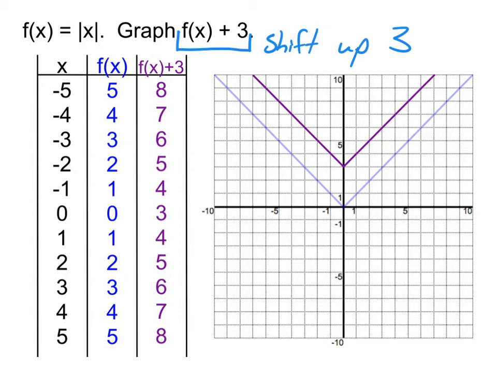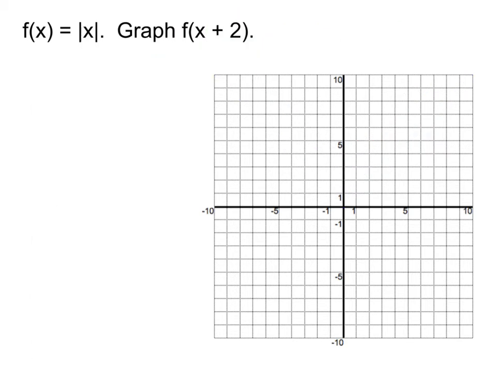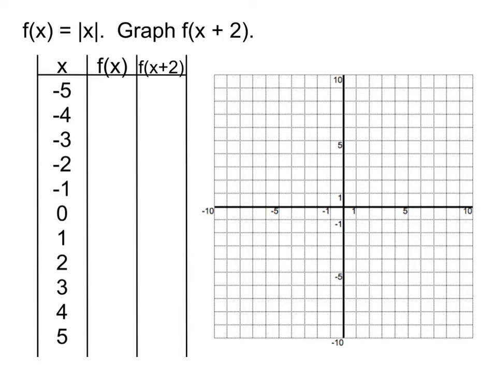All right, now in this particular case, our plus 3 was outside the f of x. But what if we have something that's inside the function like this? So I'm again starting with the same absolute value of x function here. Just this time, I'm going to be graphing f of x plus 2. Notice the plus 2 is inside the parentheses this time, and yes, that is going to change the behavior of our graph. Once again, I'm going to make a table in this case so we can see what's going on.